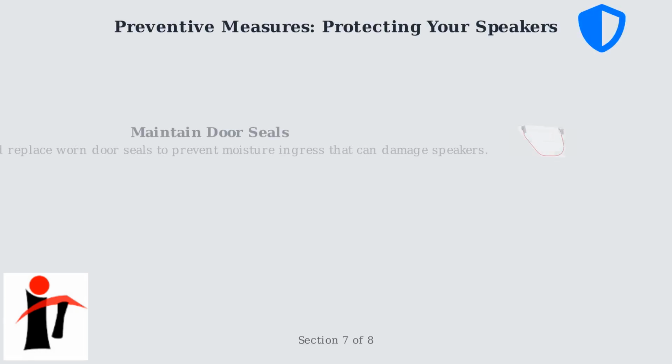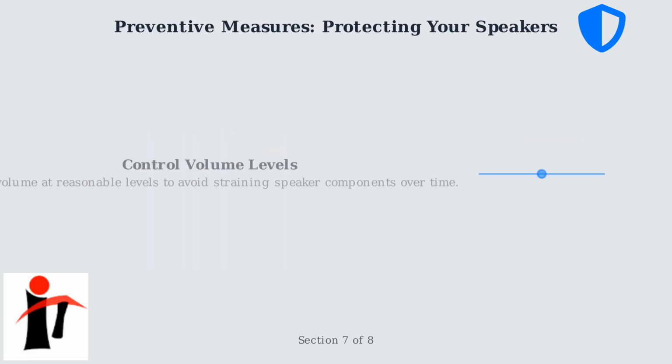Prevent speaker issues by maintaining door seals to prevent moisture ingress that can corrode electrical connections and damage speaker components. Avoid excessive volume levels, which can strain the speakers and amplifier, potentially causing premature wear on the audio components.